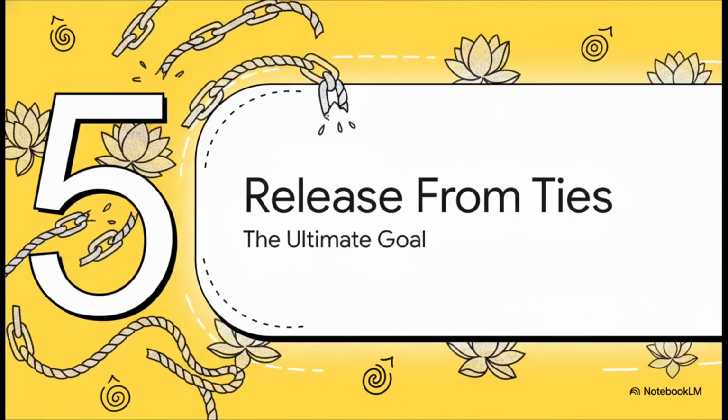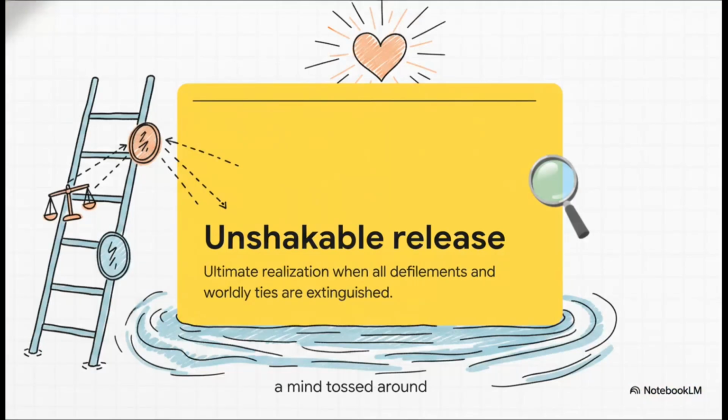And finally, Part 5, the release from ties, the ultimate goal of the Matrix. So why go through all this? Why organize this massive amount of info and memorize 10 categories across 10 numerical groups? Well, it all points to one single transformative outcome, the unshakable release of the heart. This is the ultimate realization you achieve when all your mental defilements, yokes, and worldly ties are just completely extinguished.